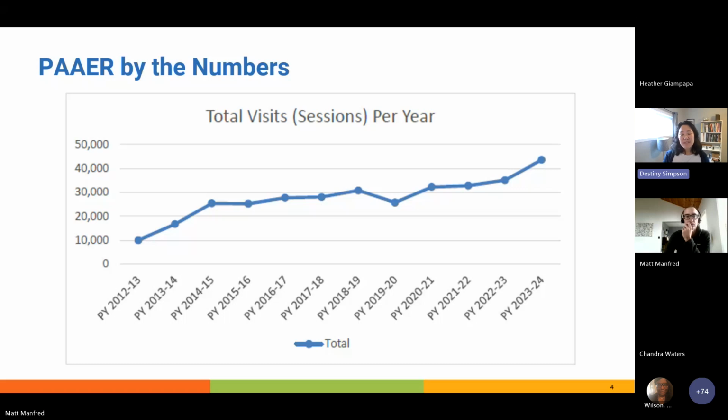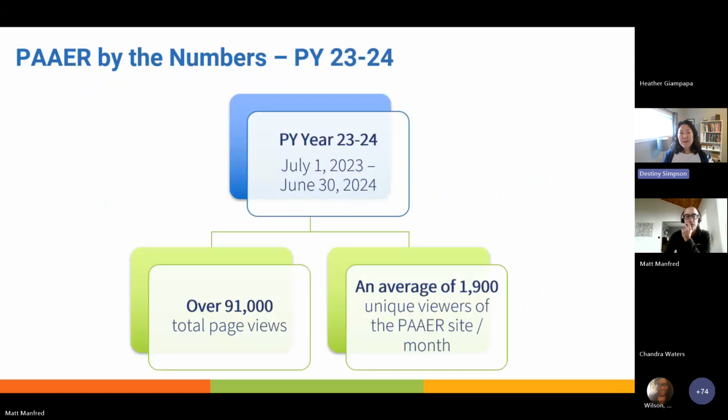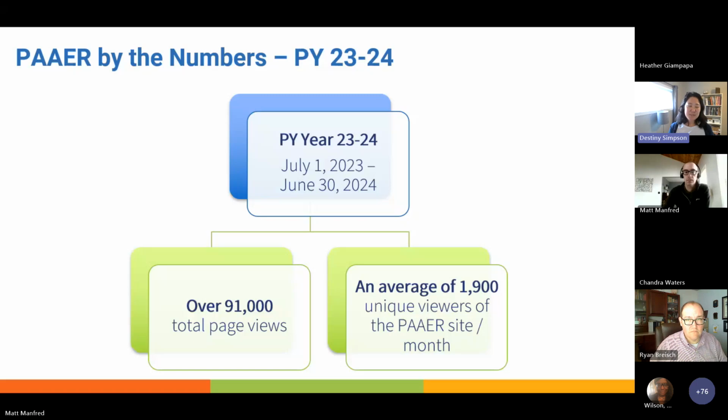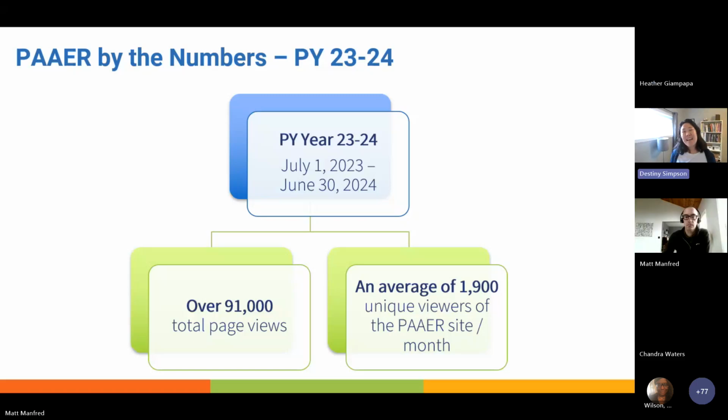On the next slide, you'll see what the numbers look like this past program year. There were over 91,000 total page views and an average of 1,900 viewers to the PAAER site each month. One of the things that's been really interesting to us, and we're trying to dig a little bit deeper into it, is that about half of the visits from US visitors are from Pennsylvania, but the other half are from other states that are coming to our site to access resources. And so it's always interesting to see what other people are accessing as well as what people in our own state are accessing.